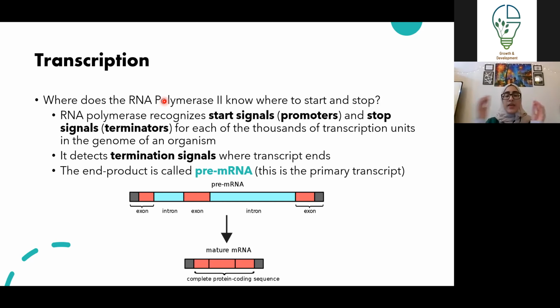And when it's done reading, it produces an mRNA called the pre-mRNA. Because this mRNA actually needs to undergo further processing before it can become what is called the mature RNA. But for now, all you need to know is after this whole transcription process is done, it is called the pre-mRNA.